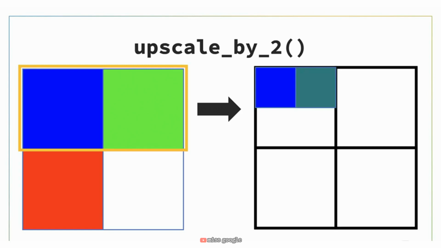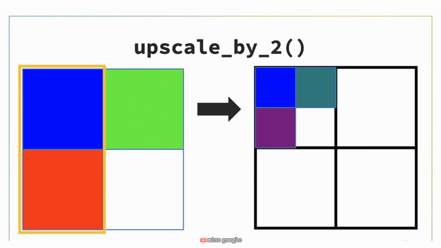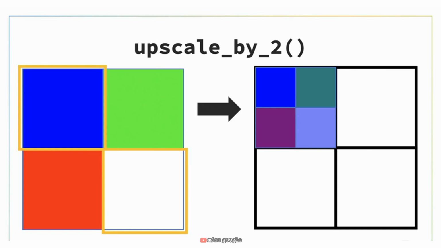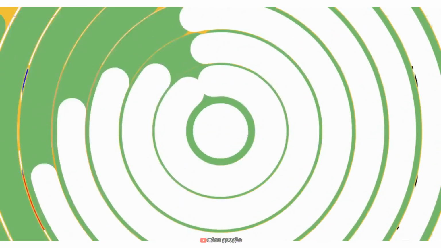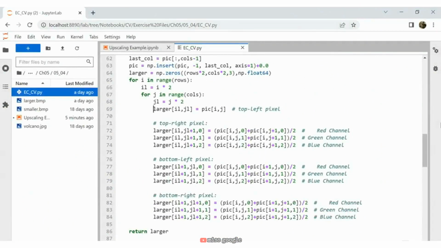Remember, the resulting color is the average of the two neighbors involved. Moving on, the bottom left pixel is the average of the source pixel and its lower neighbor. So these two produce this one. And lastly, the bottom right pixel is the average of the source pixel and its lower right neighbor. So these two produce this one. So that's what's being calculated in the body of the nested loops.